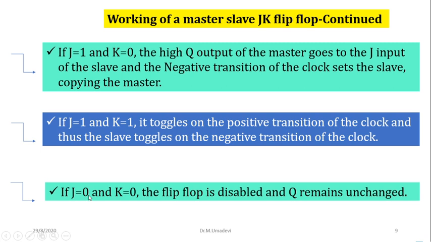Then if J is equal to 0, K is equal to 0, the flip-flop is disabled and Q remains unchanged. This is the first condition and this is a cycle. It will continue through the states. When J is equal to 0, K is equal to 0, then J is equal to 1, K is equal to 0, then J is equal to 0, K is equal to 1 and finally J is equal to 1, K is equal to 1.